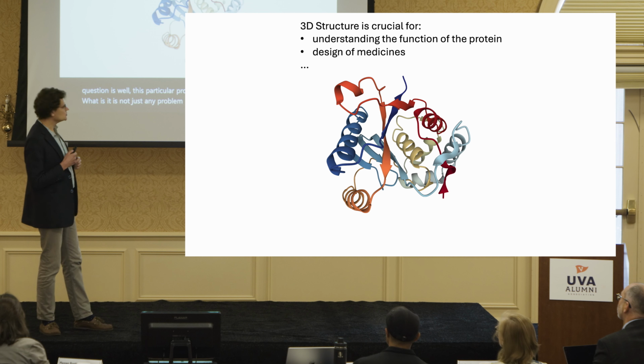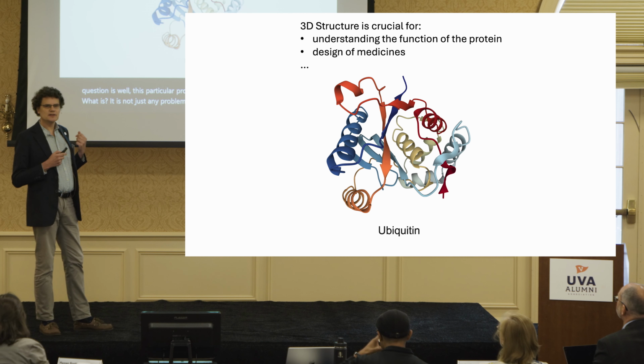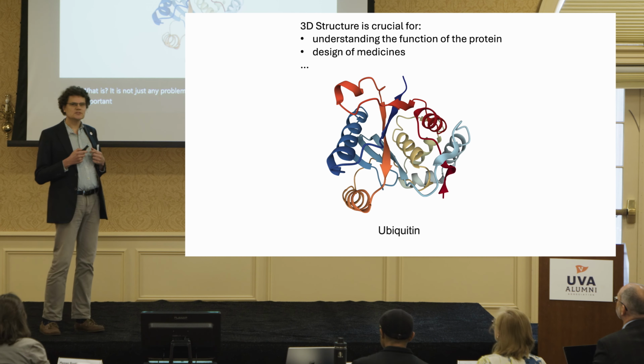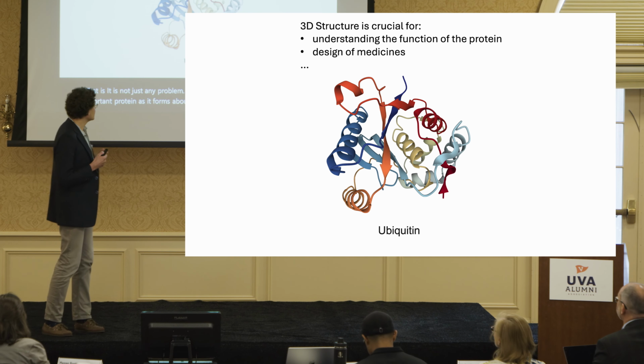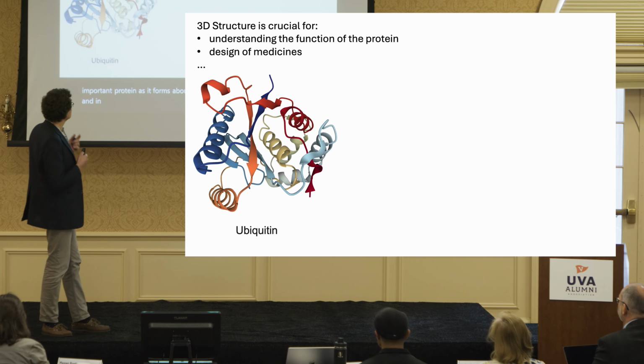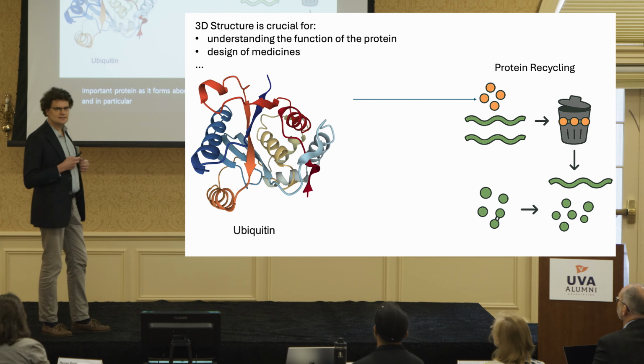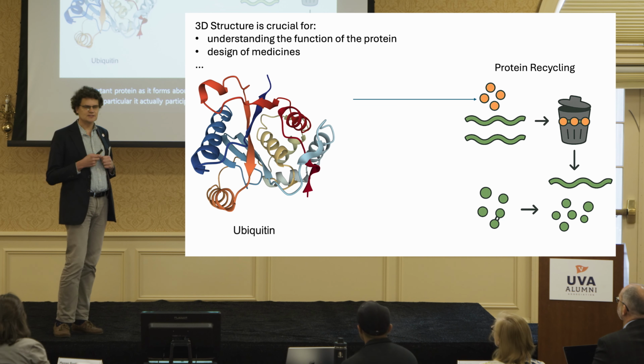This is ubiquitin. And ubiquitin is a very important protein, as it forms up to 2% of all the proteins in our brain. In particular, it participates in the protein recycling process that Konica explained in great detail. Its role is to tag those proteins which are degraded later.